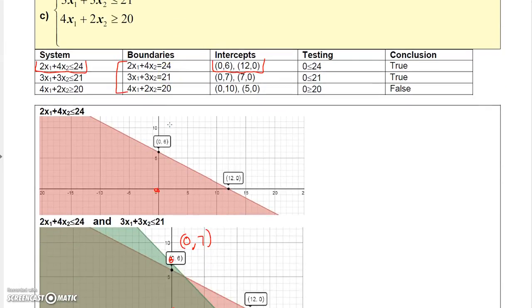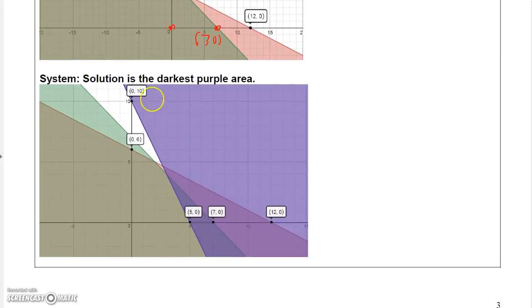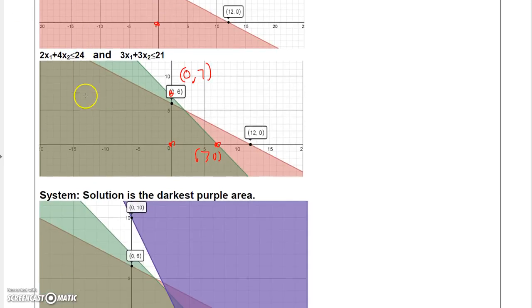Well, then the third one, it goes through (0, 10) and (5, 0). So what I had to do was take this one, and I'll tell you what, before we do that, let me explain something to you at this point. If you look at the overlap at this point, it is the dark green area. Okay, so the dark green area is the overlap at this point.